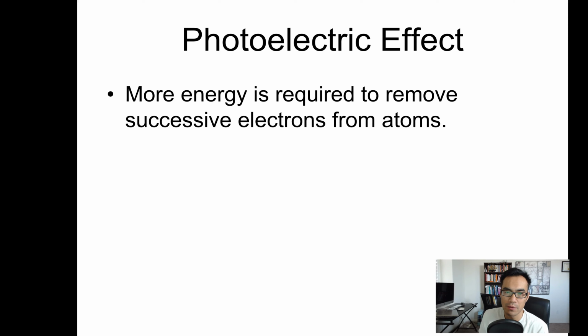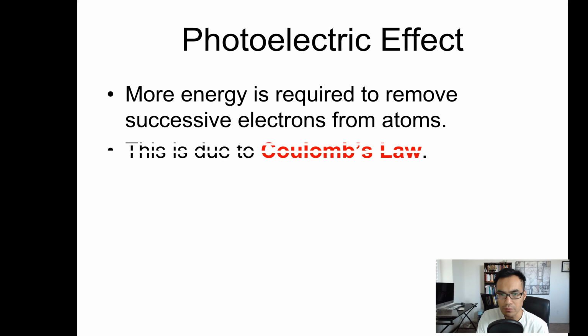The photoelectric effect basically refers to the fact that more energy is required to remove successive electrons from atoms. If you start removing electrons from these atoms, the energy needed generally increases over time. That's one of the bases for the whole idea: there's some sort of energy or force holding these atoms together, creating a bind between them. And this is really an effect due to Coulomb's law.